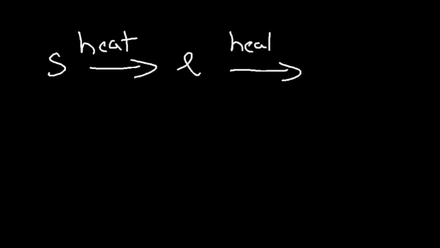Let's say if you have a solid. If you add heat to it, it's going to go from a solid to a liquid, and if you add more heat, it's going to go to a gas. So therefore, high temperatures favor the formation of gases. So real gas behaves as an ideal gas at high temperatures.